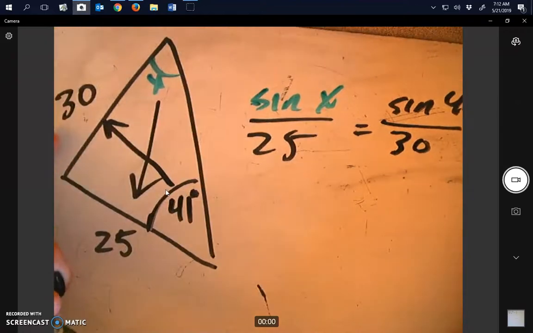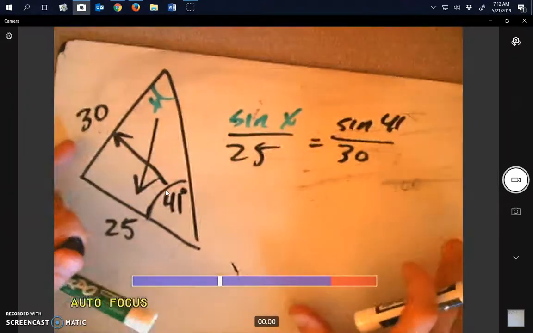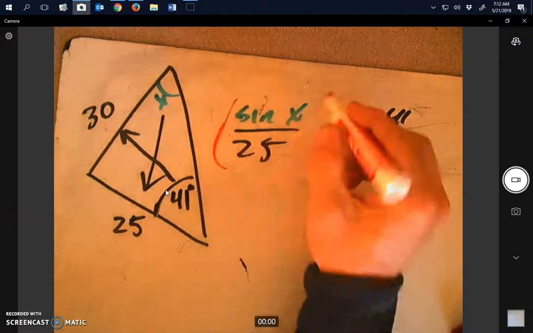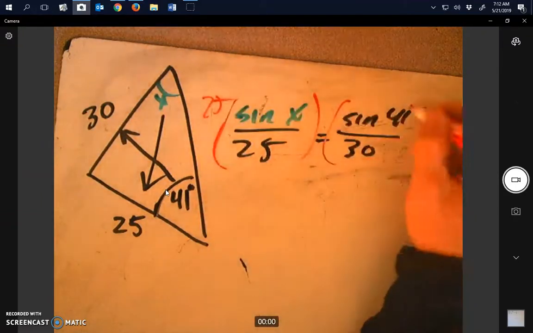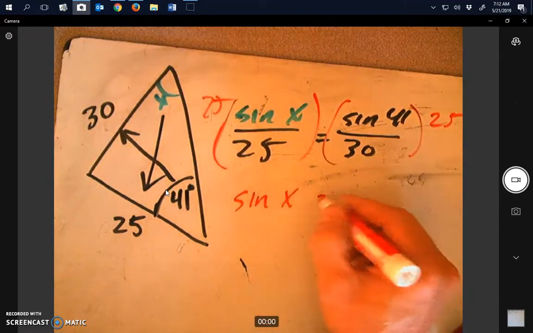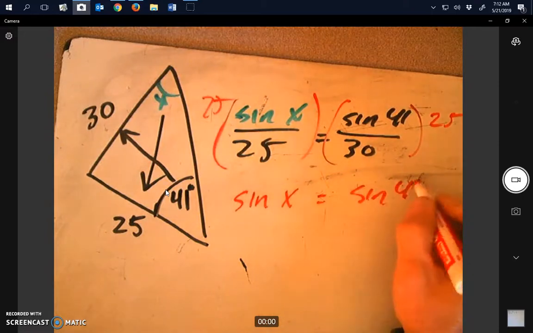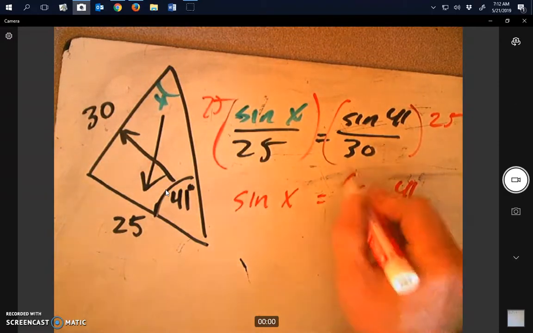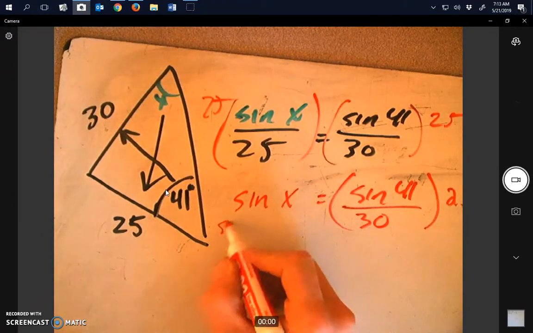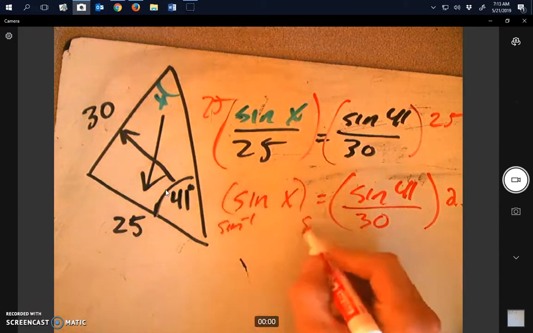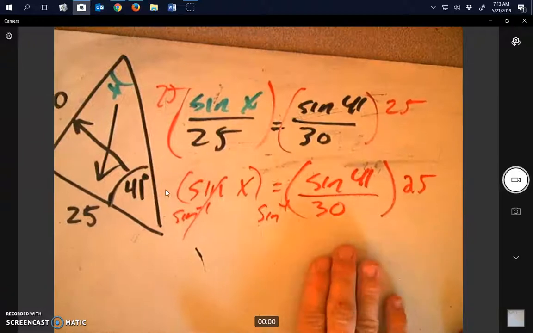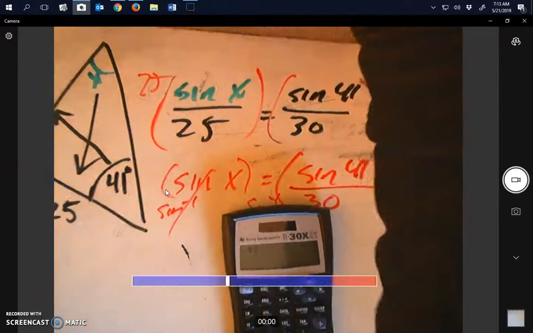Okay, you can see that. I'm going to zoom out a little bit. There you go. All right, multiply both sides by 25. And now we have sine x is equal to all of this over 30 times 25. And to get x by itself, we have to do the inverse sine of both sides, which means that cancels out. So x is equal to this. So into the calculator we go.